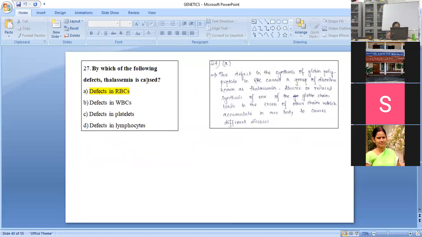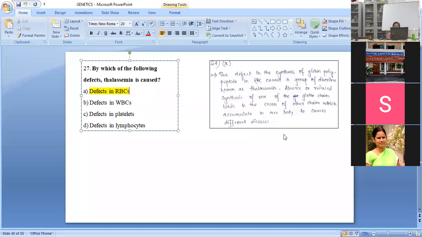By which of the following defects is thalassemia caused? Thalassemia is a disease in which there are malformed RBCs. When our RBC formation happens at the right time, if there is a defect in the gene, then it results in defective RBC formation. So defects in RBC, defects in WBC, defects in platelets, defects in lymphocytes. The answer to this question is defects in RBC. The defect in synthesis of the globin polypeptide in RBC causes a group of disorders that is known as thalassemia.